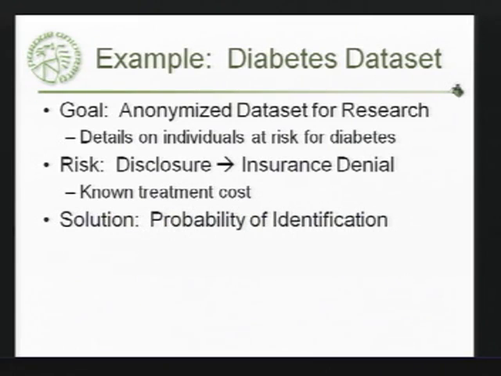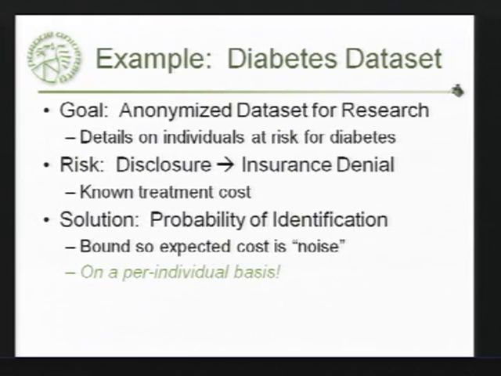So what we want is a probability of identification such that if someone is in that data set, the probability that an insurance company would be able to figure that out, or their estimate of the likelihood that I'm in the data set, would be sufficiently low that their expected cost would be noise. It wouldn't be enough that they would want to worry about it. And we want to do this on a per individual basis.